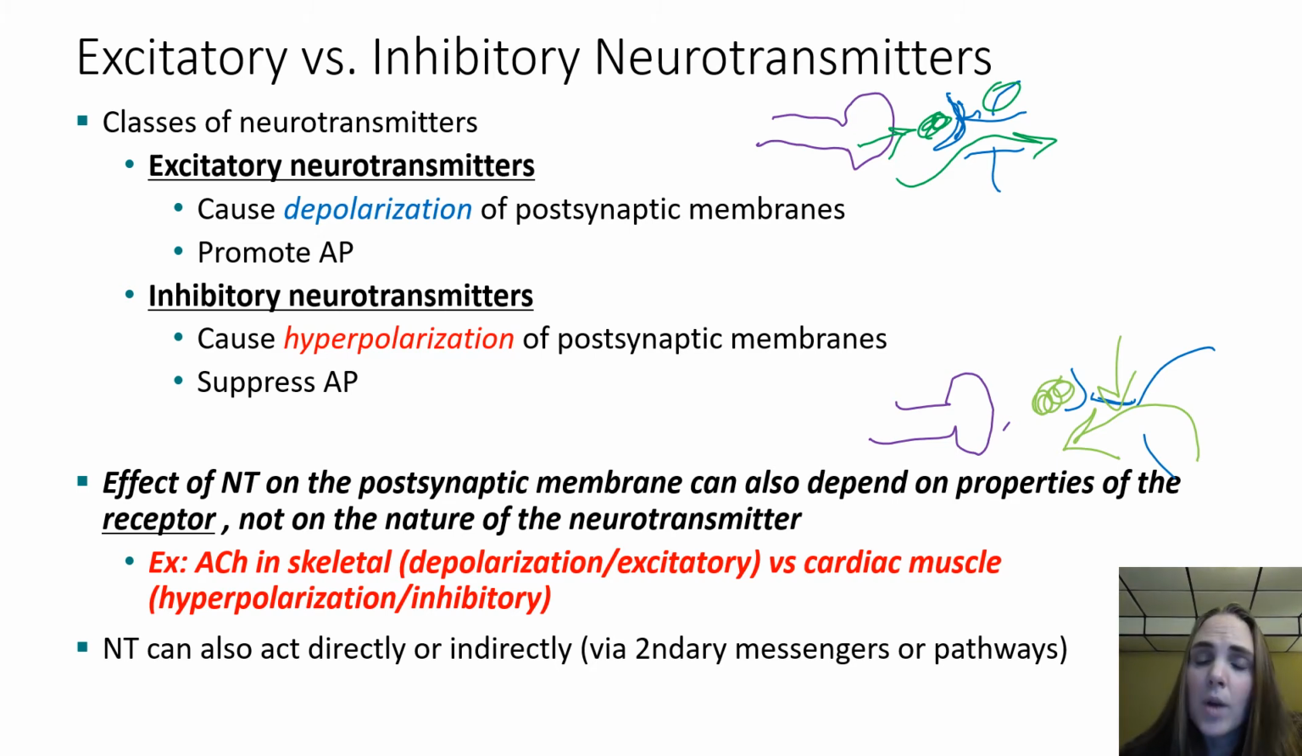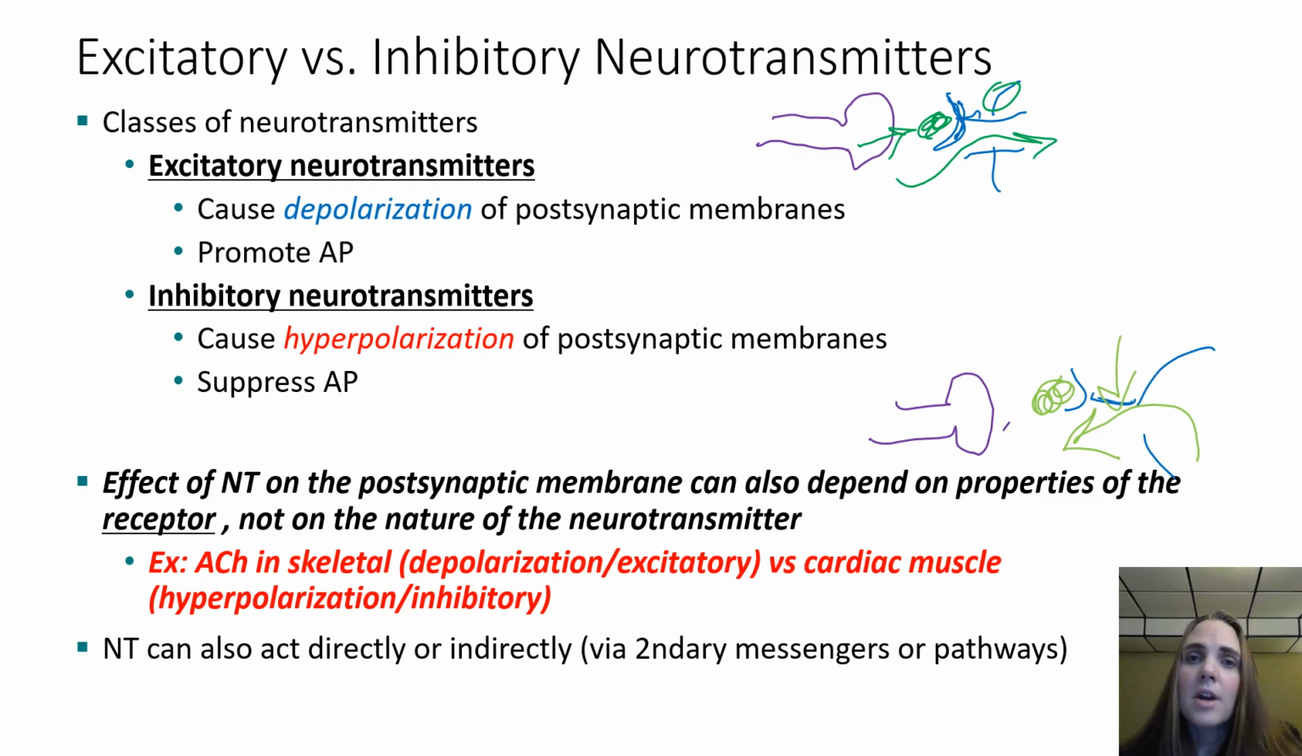Neurotransmitters can have a direct effect on membrane potential. That's kind of what we've been talking about previously. So acetylcholine could bind a receptor, trigger opening of that sodium gated channel, and then sodium could flow in and directly cause a depolarization of the membrane. That's called an ionotropic effect.